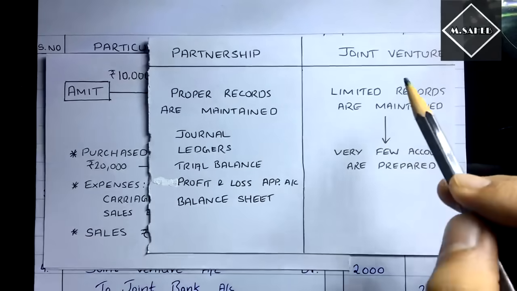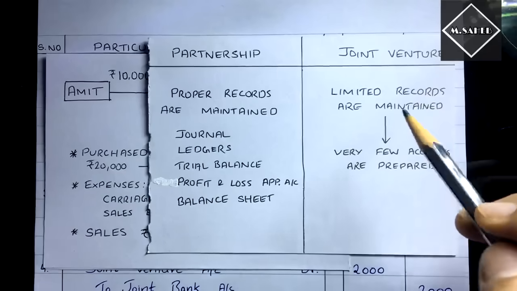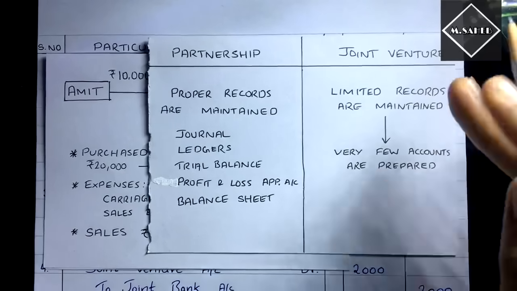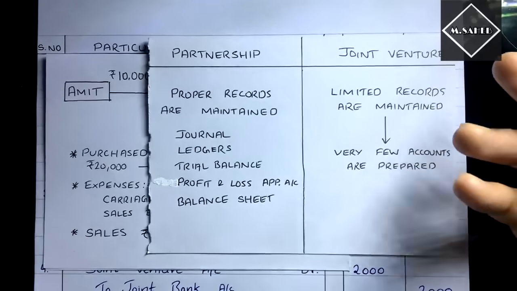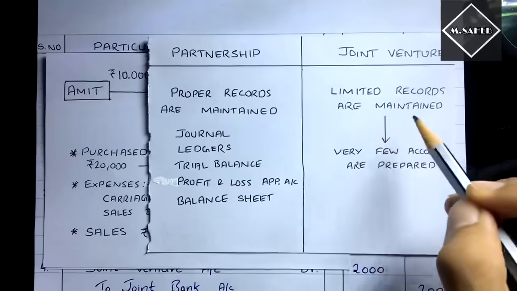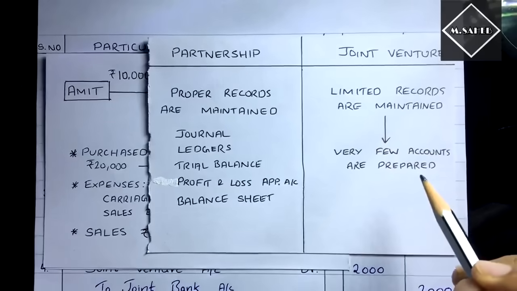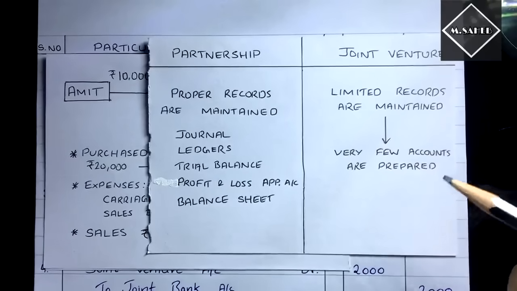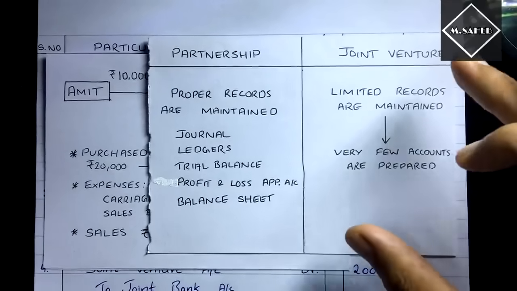But in joint venture, since this is only meant for short duration, only for 1 or 2 years, limited records are maintained. It is economical, right? Only very few accounts are prepared, such as joint venture account, joint bank account, and co-venturers account, like that.